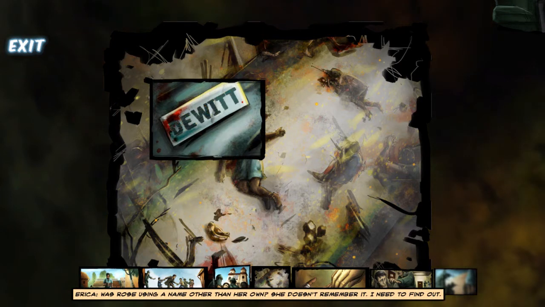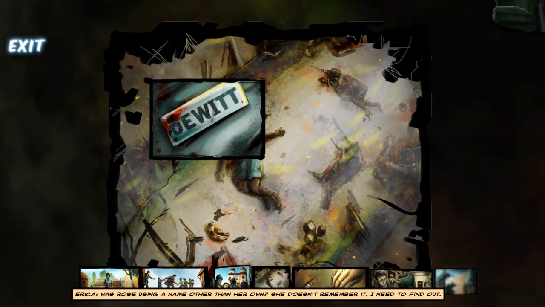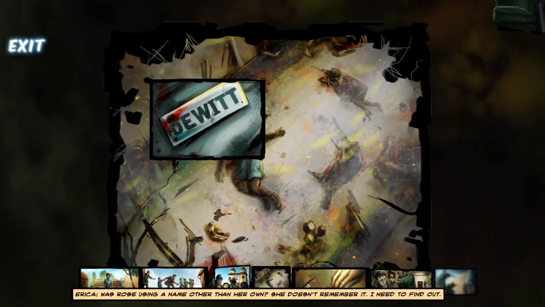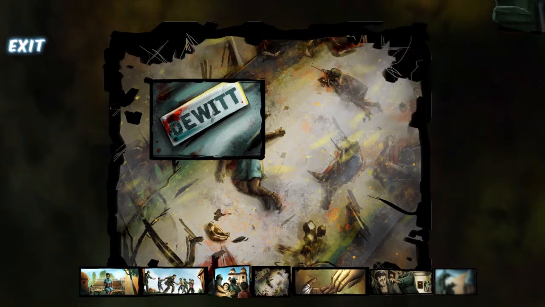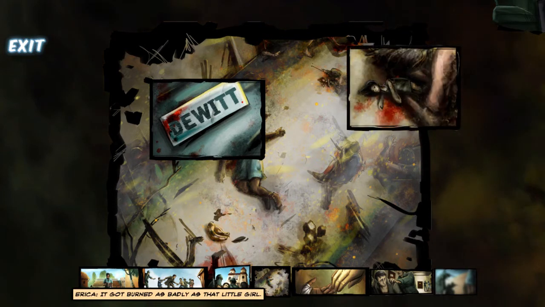Was Rose using a name other than her own? She doesn't remember it. I need to find out. It got burned as badly as that little girl.